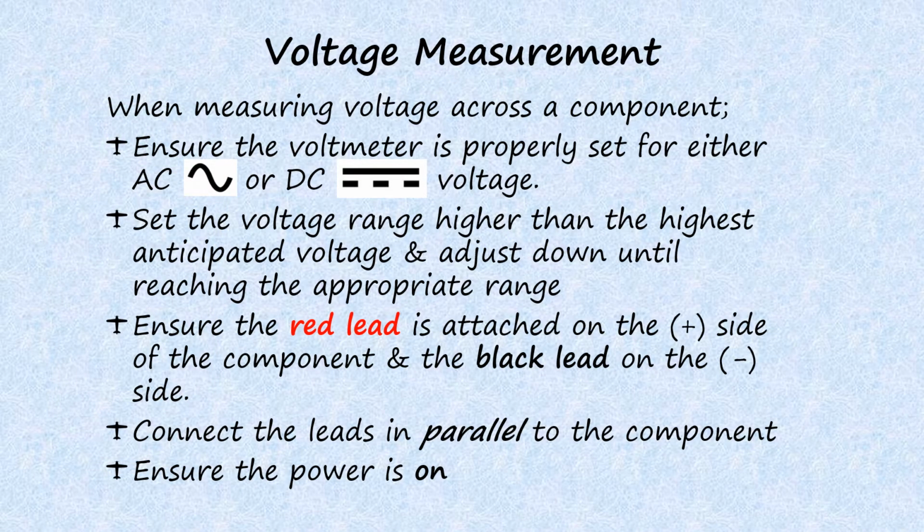When measuring voltage across a component, first ensure the voltmeter is properly set for either AC or DC voltage. Then set the voltage range higher than the highest anticipated voltage and adjust down until reaching the appropriate range. Ensure the red lead is attached to the positive side of the component and the black lead on the negative side. Connect the leads in parallel to the component and ensure that the circuit power is on.